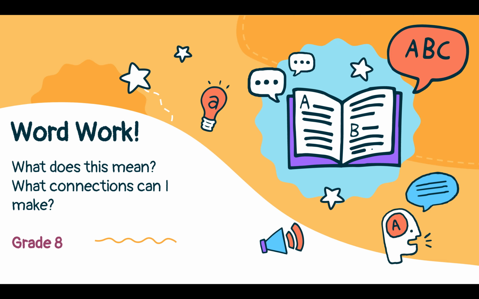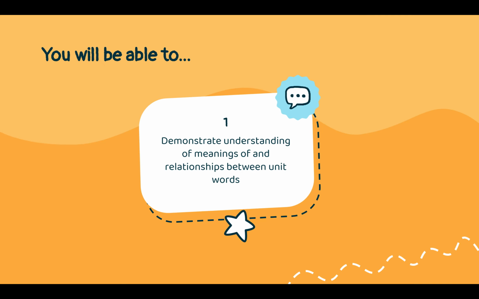Today we're going to be using a strategy called word work. This strategy is going to help us determine the meaning of words and the connections between words that we learn within a unit in Passport to Social Studies. When you use this strategy, you will be able to show what you know about what the words mean and any connections between the words of any unit in Passport to Social Studies.